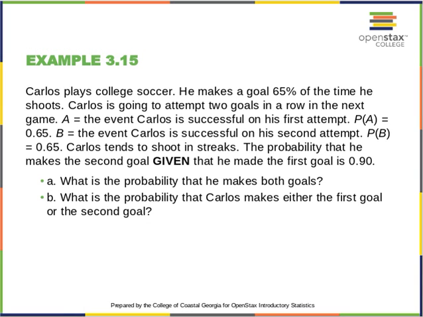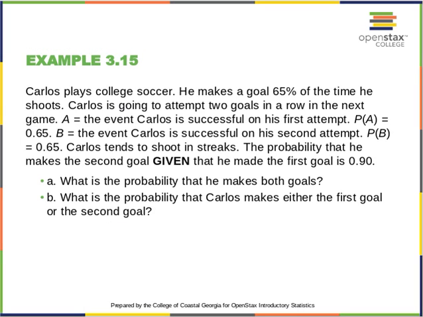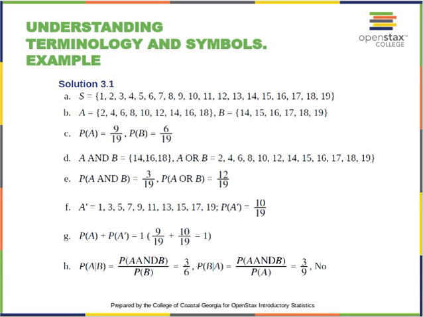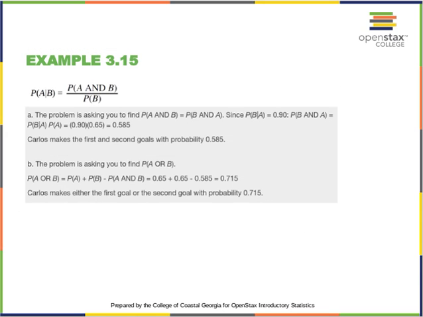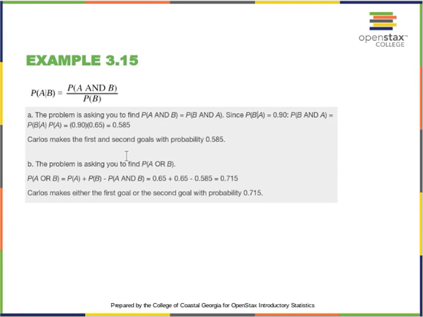He tends to shoot in streaks. That's an important key here. The probability that he makes the second goal, given that he made the first goal, is 0.9. So this is going to require us to use this formula. It says, what is the probability that he makes both goals? And what is the probability that Carlos makes either the first goal or the second goal? Let's take a look here.